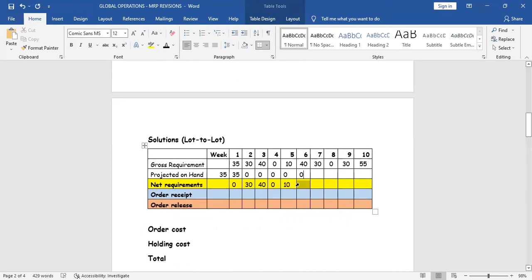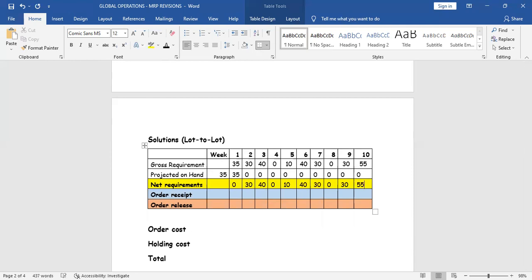We have got nothing. We need 40 as our net requirement. Week 7, they require 30. We have nothing. We need 30. Week 8, we require 0. We have nothing. We need 0. Week 9, we have nothing on hand, but they require 30. We need 30.